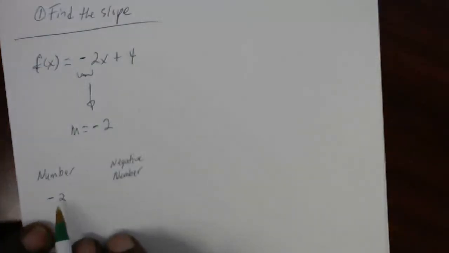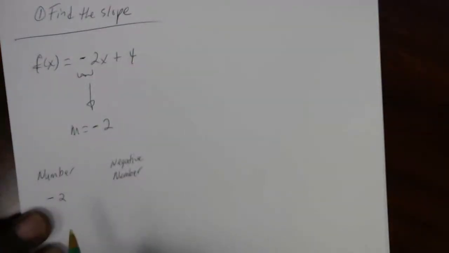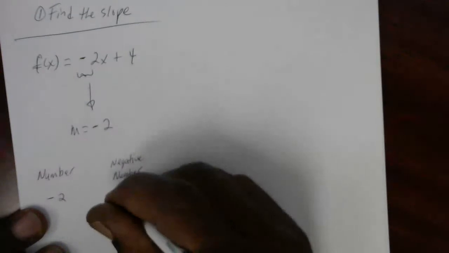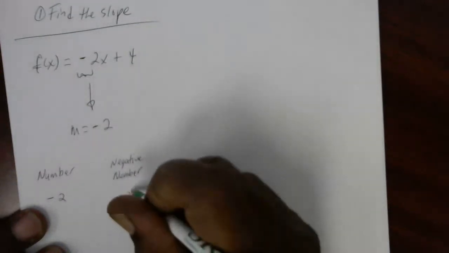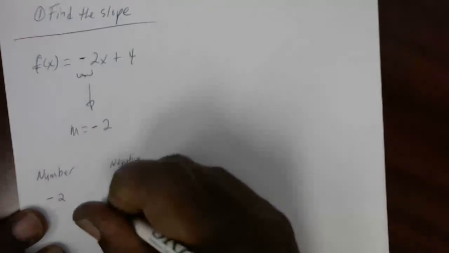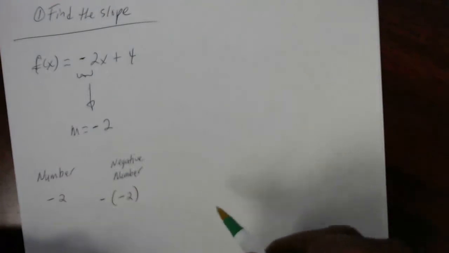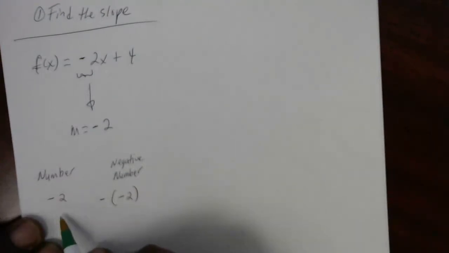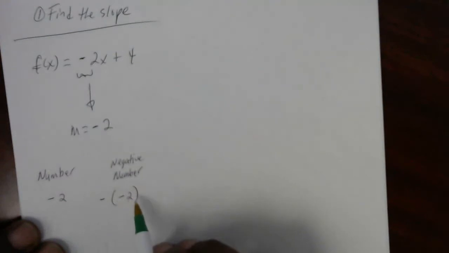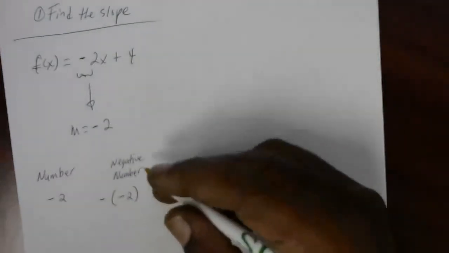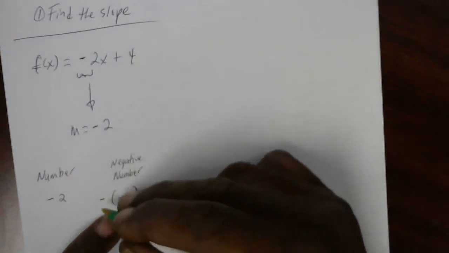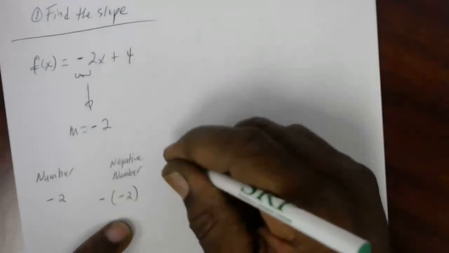The next thing I'm going to do is, in order to take the negative reciprocal of a number, we must first take the number and multiply by negative 1. So I'm going to take our number, which is negative 2, and in order to find the negative of negative 2, I'm going to simply multiply the given slope by negative 1. So negative 2 now becomes positive 2. Now I'm going to take that number, which is positive 2, and I'm going to reciprocate.